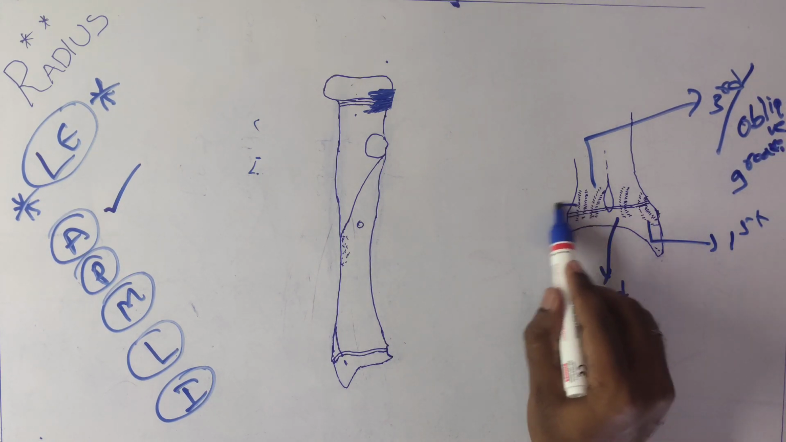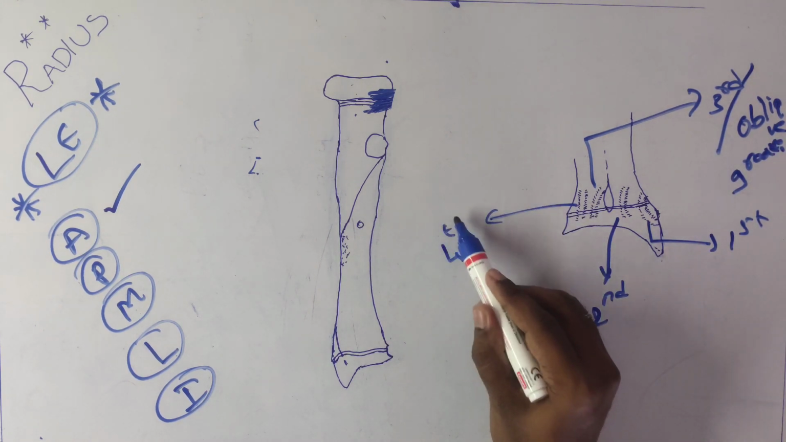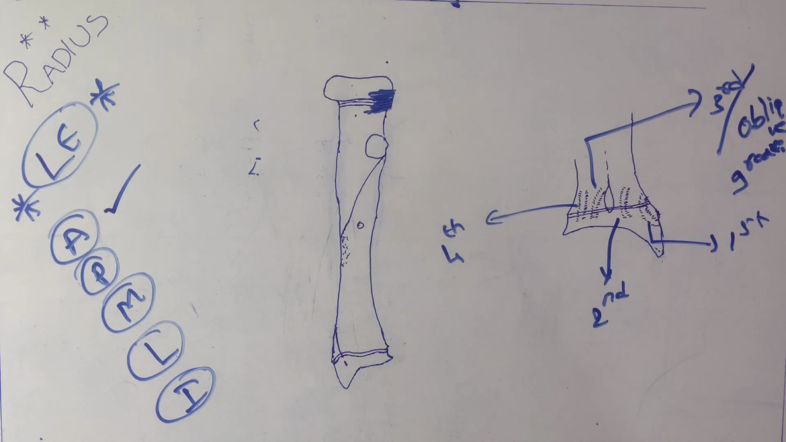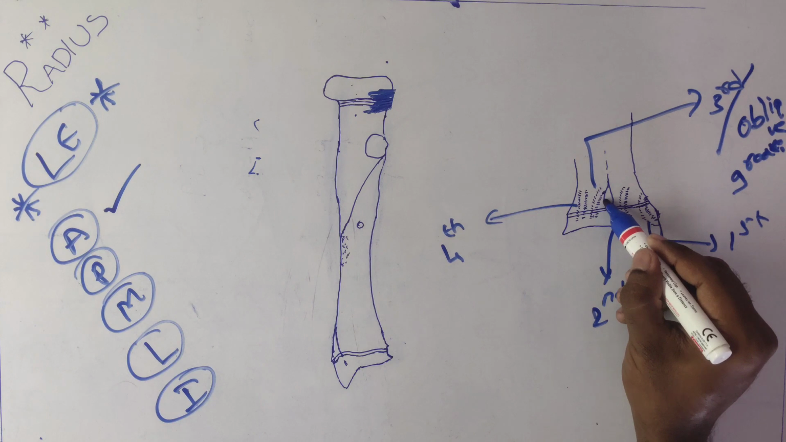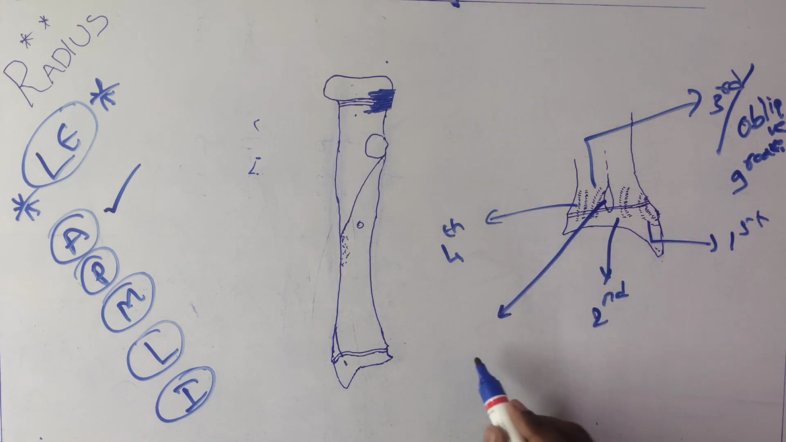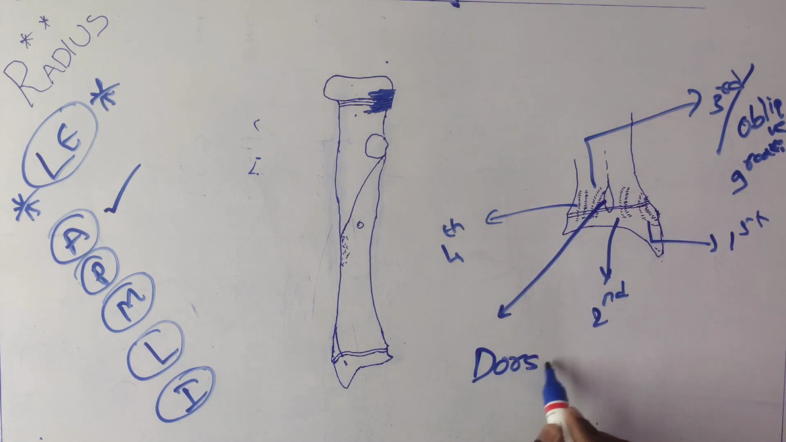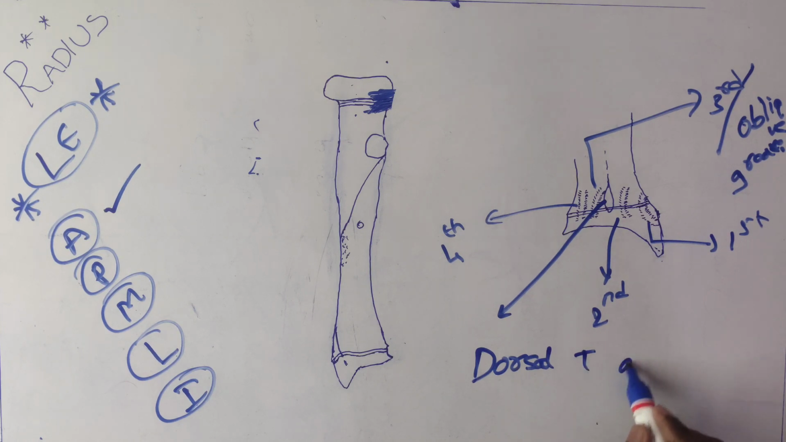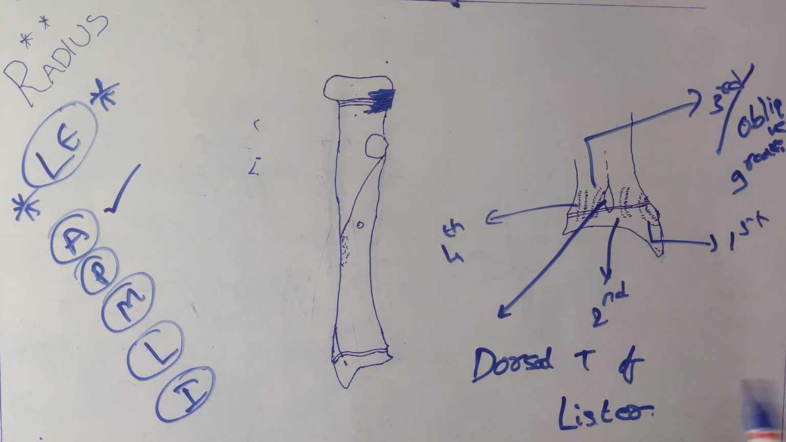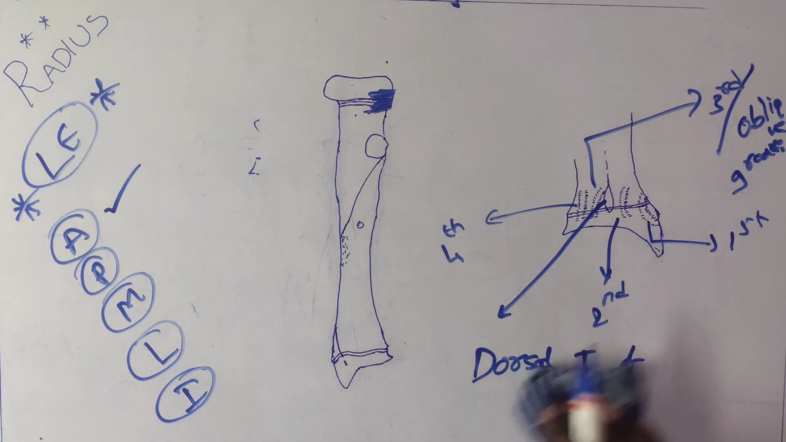And here it is the fourth groove. At the posterior side there is the dorsal tubercle of Lister, L-I-S-T-E-R. There are 4 grooves. The third groove is also called the oblique groove, and there is a tubercle called the dorsal tubercle of Lister. This is all about the posterior surface.